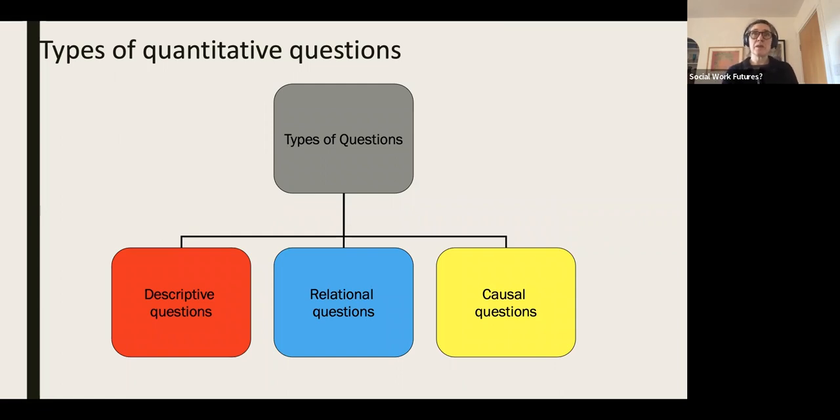So broadly speaking, these different types of quantitative questions can form three types. You have descriptive questions. These tell you if a fact is present, how much, how often, in what context. Relational questions that tell you if there's a connection between factors and variables. So in our previous example, school attainment and care experience. And then you have causal questions. These try to work out if one variable causes another, so the presence of one thing leads directly to another.